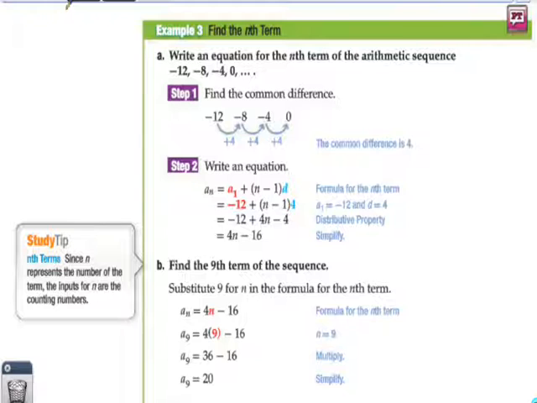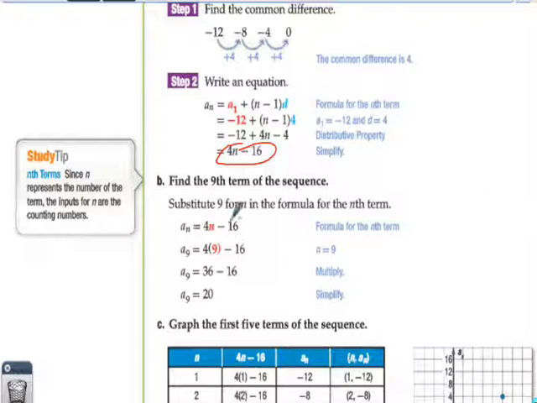So write an equation for the nth term of the arithmetic sequence -12, -8, -4, 0. So the common difference is d. So we have a sub n equals the first term, -12, plus n minus 1 times 4, which is the d. Then we can distribute the 4, and we end up with 4n minus 16. That will give you anything you want to know, assuming that we're starting with this a sub n, the first term being negative 12.